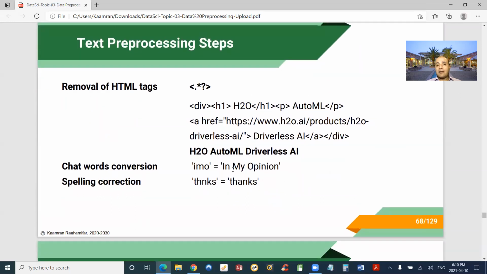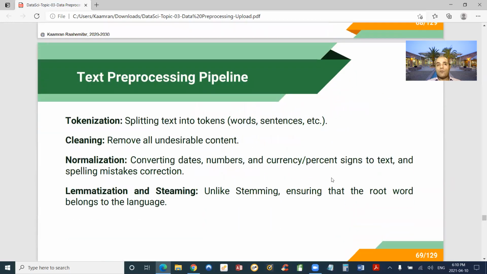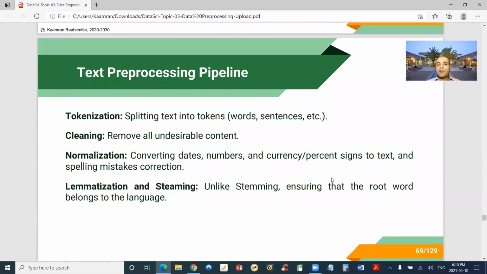HTML tags, chat words conversion. IMO, in my opinion, is very much used, quite often, frequently. IMHO, in my humble opinion. Thanks, often we don't put the A inside. We simply say THKS sometimes. So you need to see whether that's something you want to consider or not.